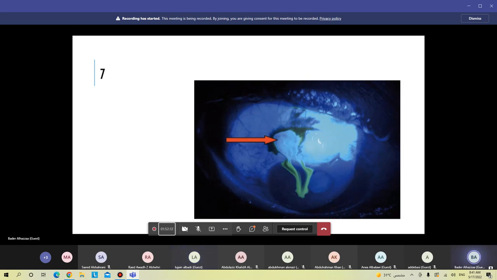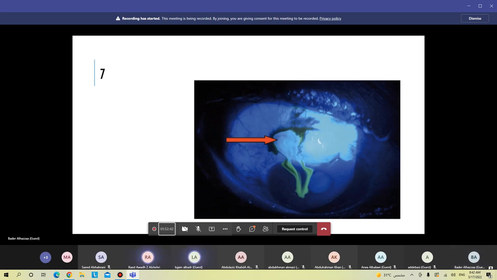Why do we change to gentamicin? I think because it increases the scarring. Yes. Okay. Can you give anti-glaucoma? Mr. Ali? No. Yes, Lujain. Yeah, we can give anti-glaucoma. Okay. Why do we give anti-glaucoma?